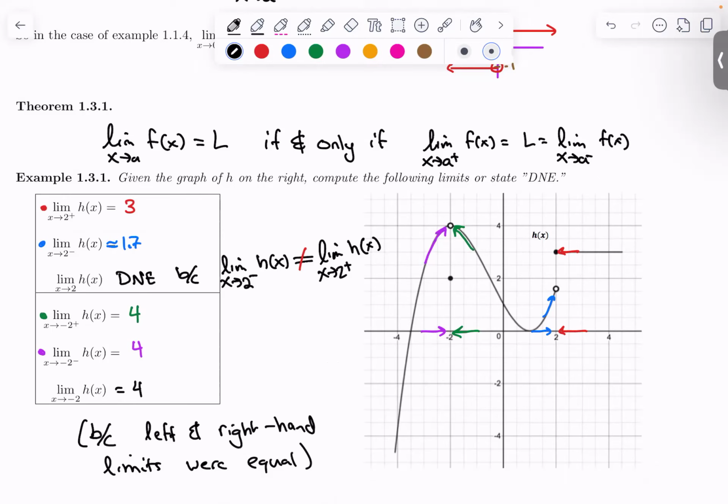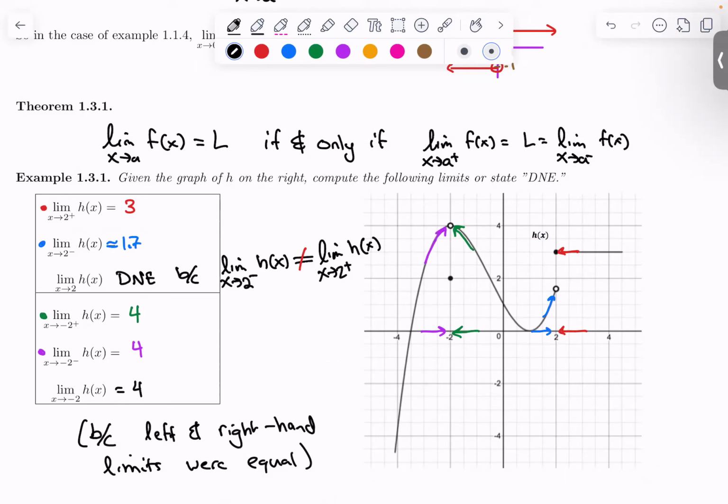And so no matter how we do it, we always approach the y value 4. Our y values tend to 4. And since the left and the right-hand limit give us the exact same number, the full limit must be that same number.